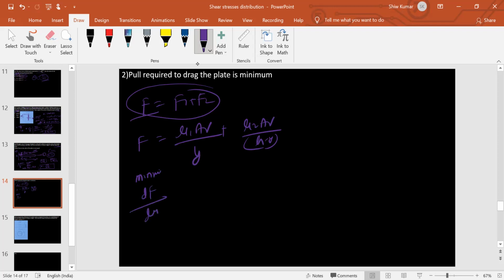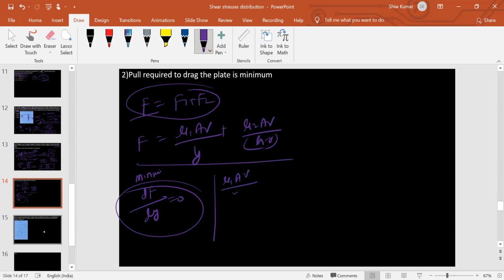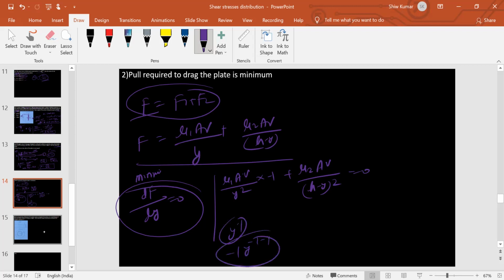For the minimum, differentiate force with respect to Y and equate to 0. If you differentiate, you get mu1 A V divided by Y squared into minus 1, plus mu2 A V divided by (H minus Y) squared. Because 1 by Y is there, if you send it up it becomes Y to the power minus 1, and differentiating gives minus 1 by Y squared.